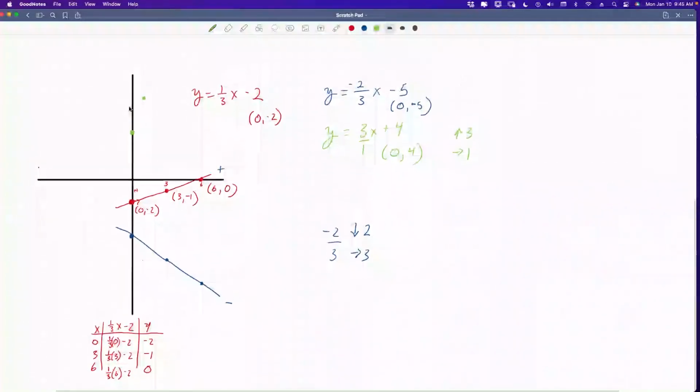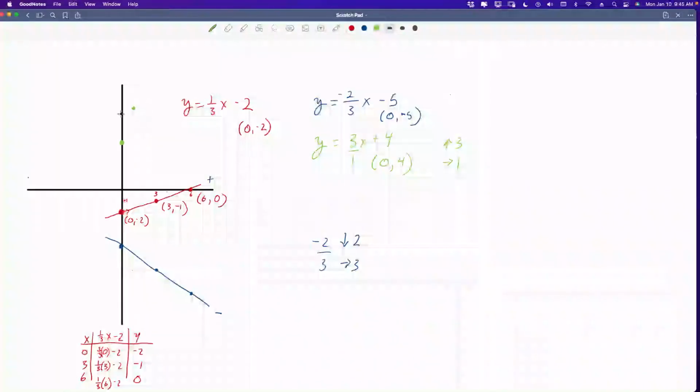Let me scooch down a little bit so we can see some more. If I go up 3 from here and over 1, 1, 2, 3, over 1, that's where that line is. So now my line is right there. So you can see all you need to graph a line is just this little formula.